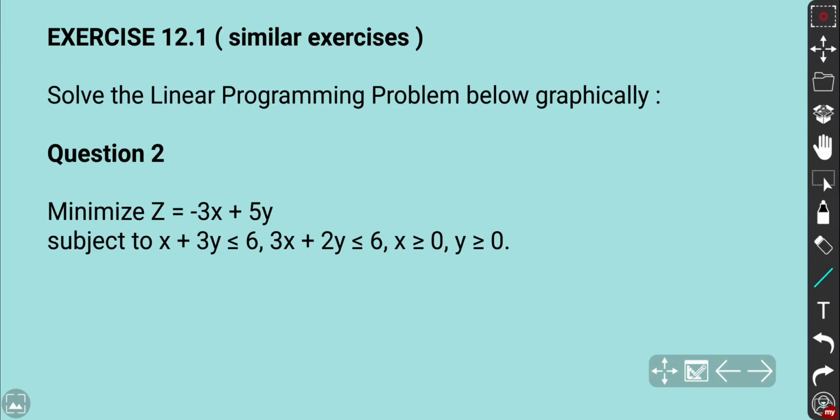Hey guys, this video is dedicated to question 2, exercise 12.1, chapter 12, about linear programming and problem solving. Here is a question very similar to the one in your books. I decided to develop my own objective function and constraints, but the idea is pretty much the same. You need to minimize your objective function subject to the following constraints.